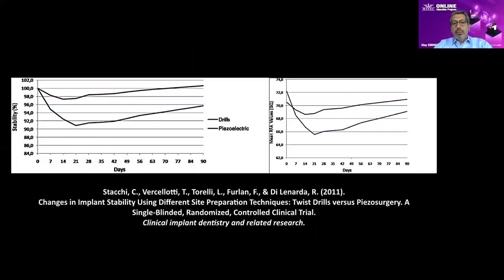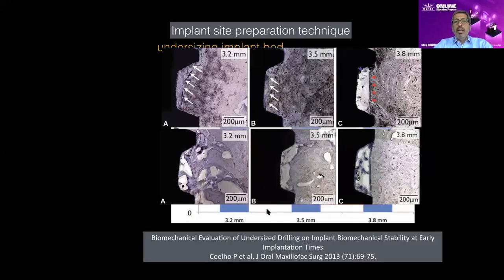So if we crush the bone, if we destroy the bone, we will have a delayed healing and we will not be able to load earlier. And if you see this graph, you see that by using ultrasonic implant site preparation, these authors, Taki and co-workers, had a better ISQ value. So this is one of the things that can be used if we want to achieve better bone stability.